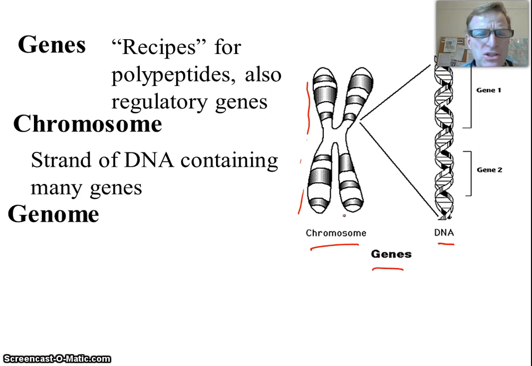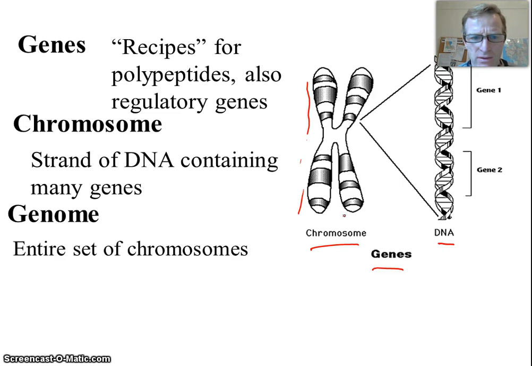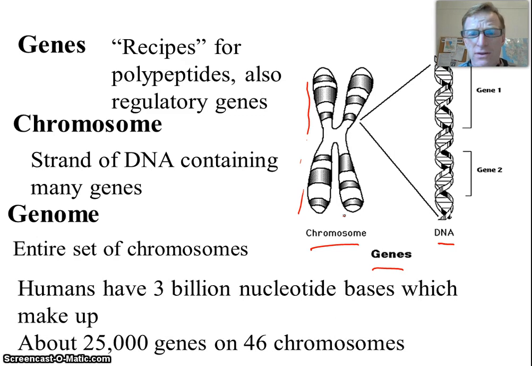Okay, but then the genome, you may have heard of the Human Genome Project. The genome is all of the genes on all the chromosomes in every one of your cells. For humans, we have about 3 billion nucleotides. We'll talk about what a nucleotide is. They make up about 25,000 genes. They say between 20 and 25,000 genes. Actually, not that many genes on 46 chromosomes.